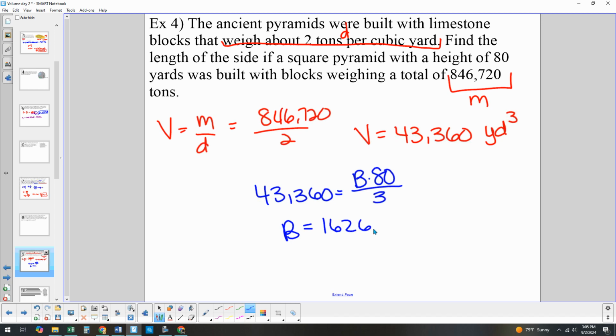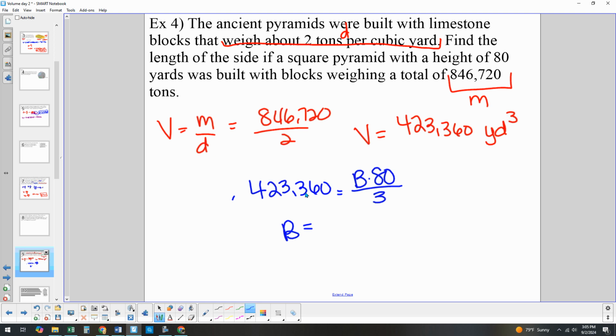Something is seeming very wrong here. I'm wondering if I typed something in wrong. I did. I wrote it wrong. Hold on. Let's go back for a second. I knew that seemed wrong. This was 423,360. So we'll times that by 3 and divide it by 80. And I get the area of the base is 15,876.